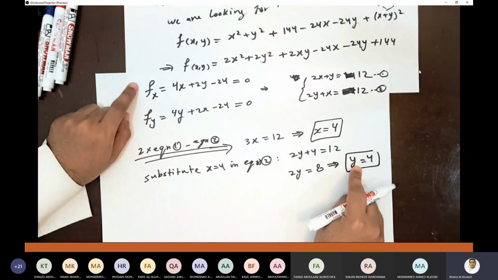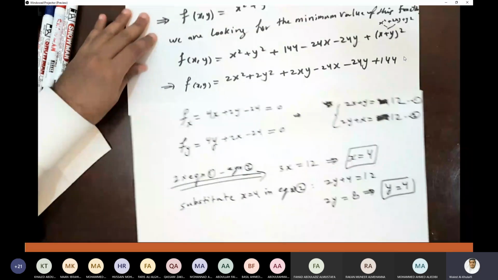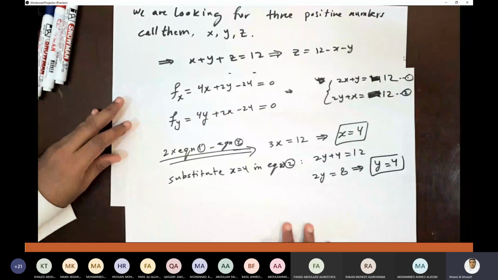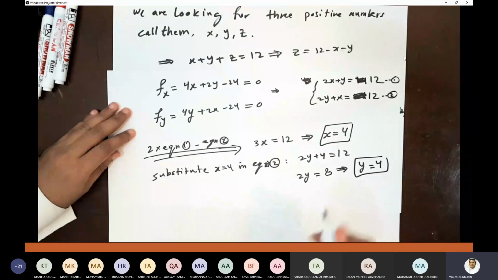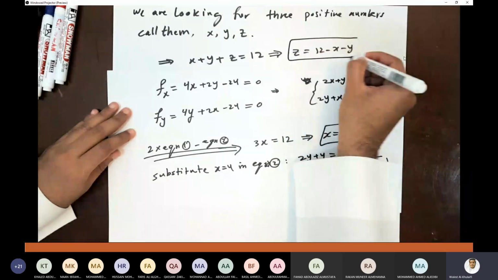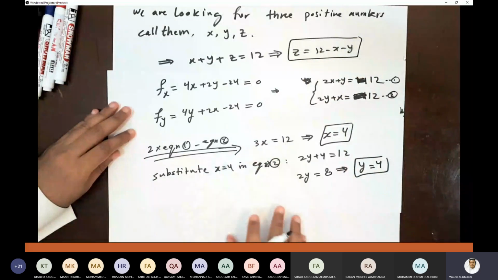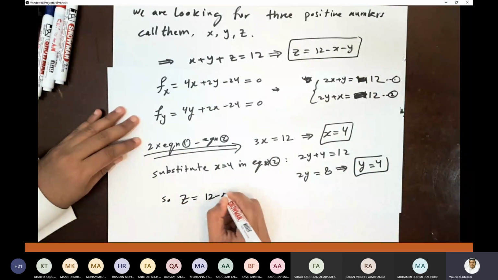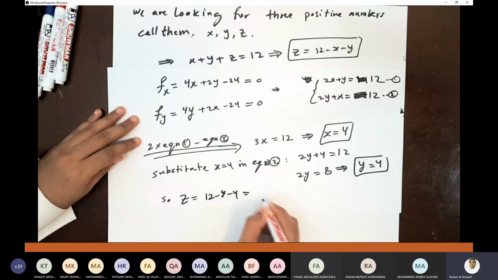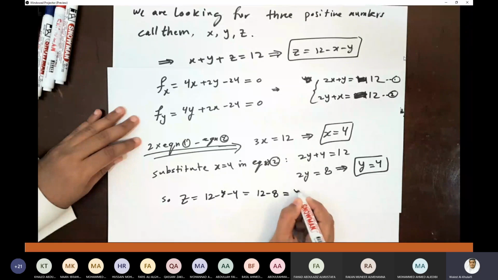The third number, how can I get the third number? The third number comes from, can anyone point it out? Substitute. Mohammed, what is this? From here. Very good. So z equals 12 minus 4 minus 4. So this is 12 minus 8, which is 4.